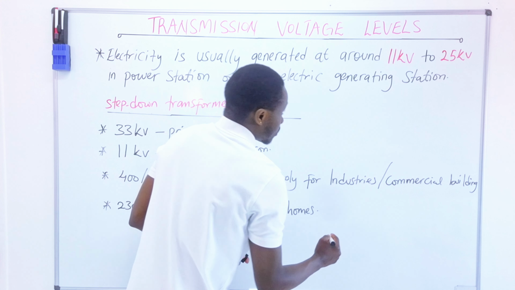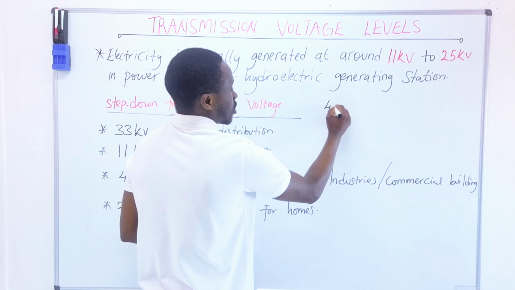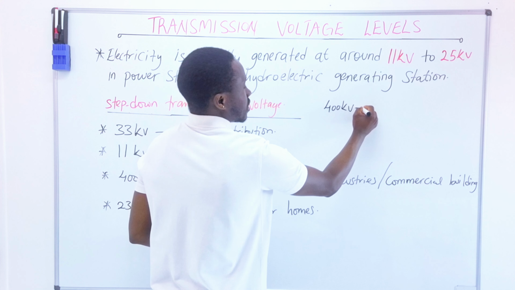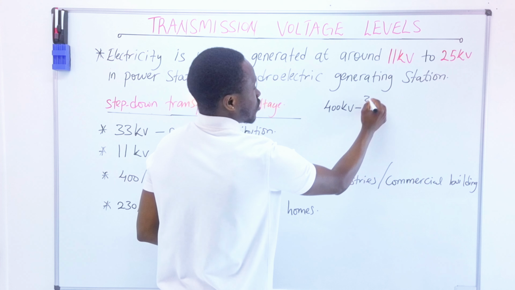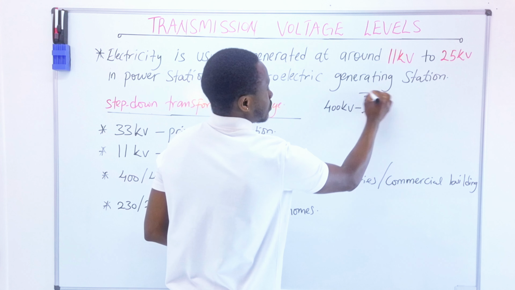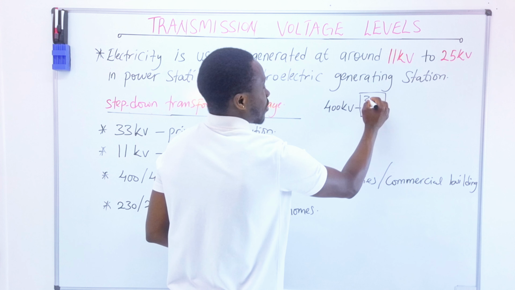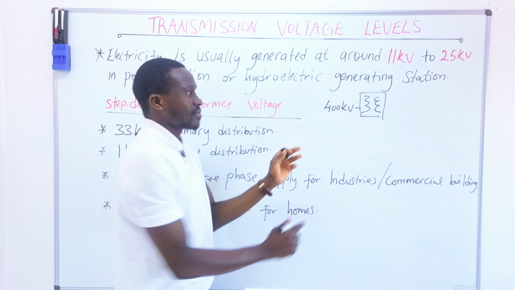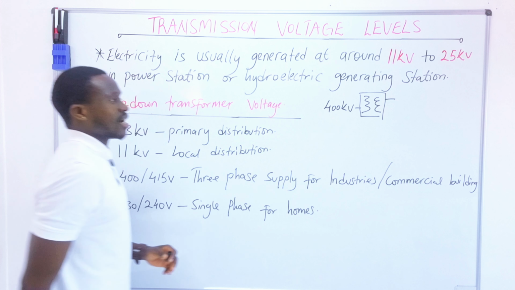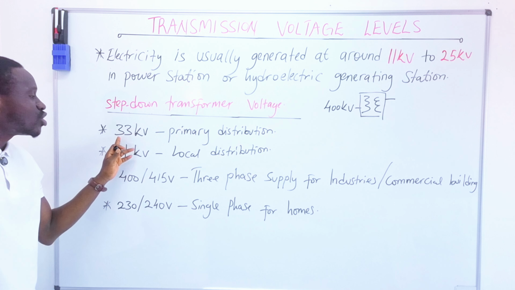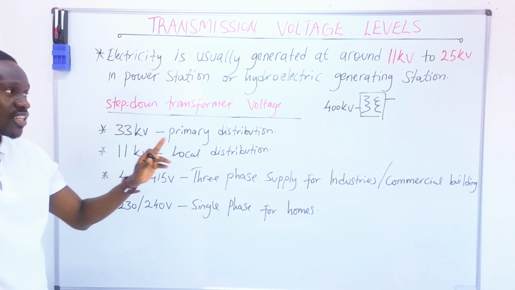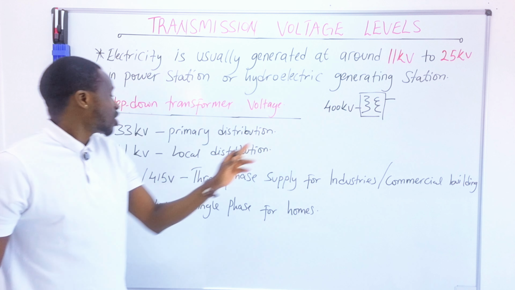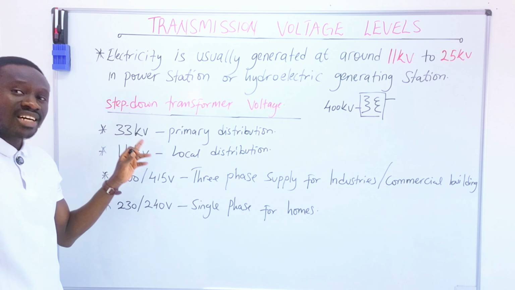This is the transformer. So we have received 400 kV. It has come into our transformer. Okay, now this transformer is going to step down this 400 kV. It will step down to 33 kV. Check the difference, from 400,000 to 33,000.